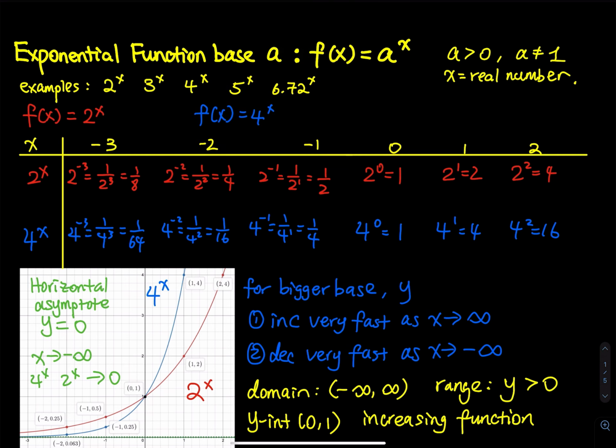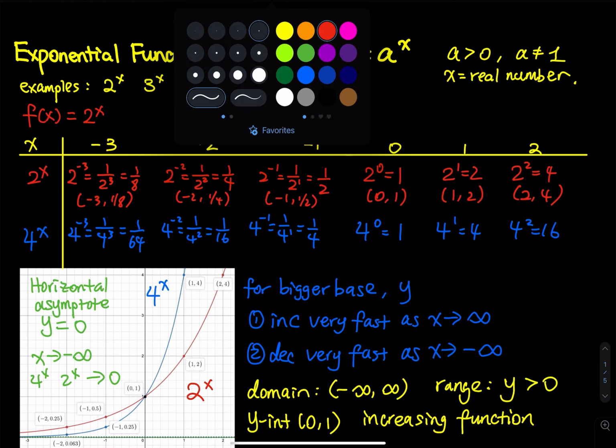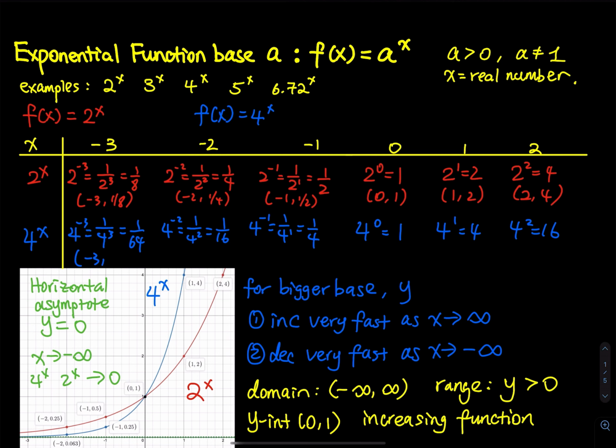I can draw a few for you. When x equals negative 3, we have 1 over 8. X equals negative 2, we have a quarter. X equals negative 1, we have a half. X equals 0, y equals 1, then 1 comma 2, 2 comma 4. And then how about the blue, the 4 to the x? This is negative 3, 1 over 64, negative 2, 1 over 16, and then negative 1, a quarter, and then 0, 1, 1, 4, and then 2 comma 16.